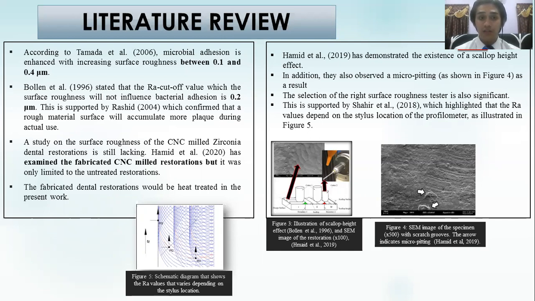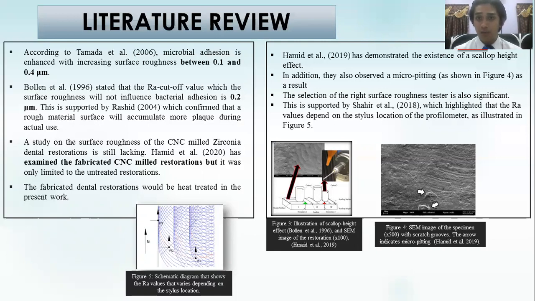However, a study on the surface roughness of the CNC mill zirconia dental restoration is still lacking. Hamid and the others have examined the fabricated CNC mill restorations, but it was only limited to the untreated restoration, not for the heat-treated restorations. The fabricated dental restorations would be heat treated in the present work in order to improve the surface accuracy, and a comparison of the heat treated and untreated CNC mill restoration would be executed.